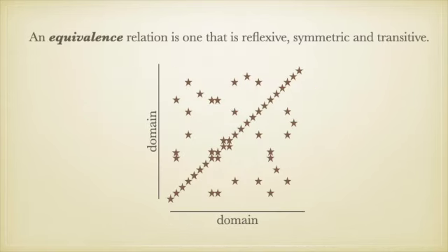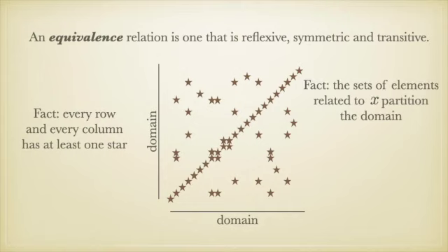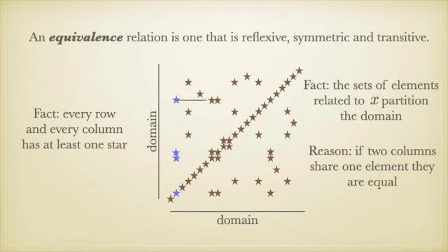We call a relation an equivalence relation if it is reflexive, symmetric, and transitive. Because the relation is reflexive, every row and every column of a plot will have at least one element because the plot contains at least a diagonal. An important property of equivalence relations is that the sets related to a given element partition the domain. The reason is that if two columns share an element, then they must be equal.